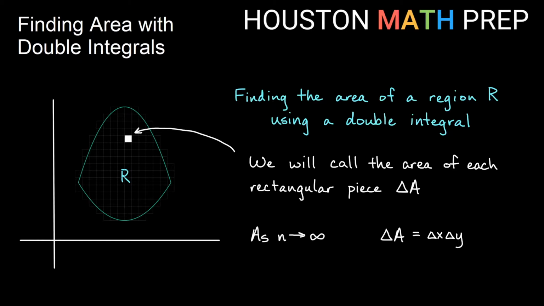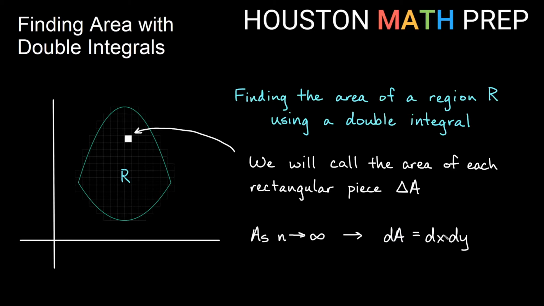As n approaches infinity, the number of little rectangular pieces inside approaches infinity, then what will happen is our delta x and our delta y will actually become some microscopic amount of x and microscopic amount of y. So this infinitesimal amount of width and height will multiply to give us an infinitesimal amount of area, a really small amount of stuff. This is going to be our unit of area in terms of using a double integral to find area in the plane.